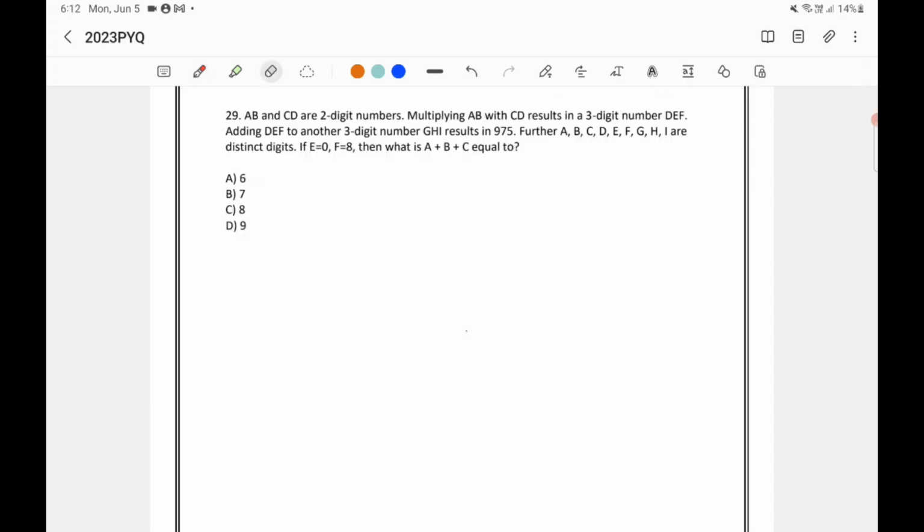AB and CD are 2-digit numbers. Multiplying AB with CD will result in a 3-digit number DEF. So AB into CD is equal to DEF. Adding DEF to another 3-digit number GHI, so DEF plus GHI, you will get 975.